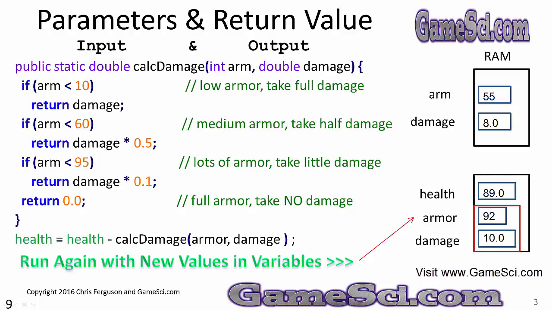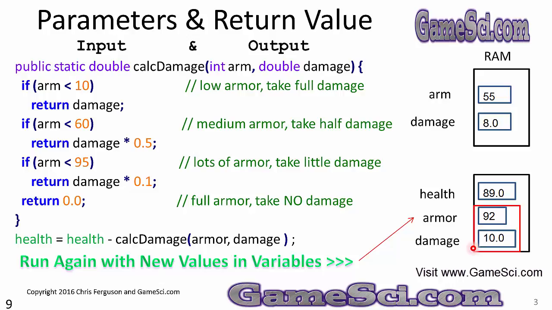Let's run it again and let's bump up the armor. Let's say we've been picking up a lot of armor and we shouldn't be taking a whole lot of damage when we get shot. We're going to run it again with new values in the variable for armor and new values in the variable damage. Damage could be different. It depends on what you get shot with. It depends on what hits your character.